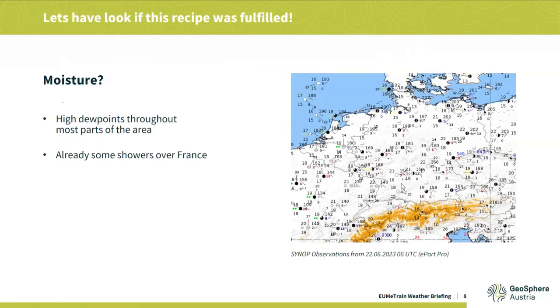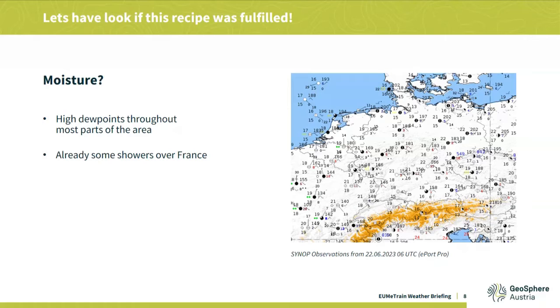You can see here the SYNOP surface observations from 6 UTC on the 22nd of June. And as you can see, we have really high dew points. 18, 18, 17 over France, and also in Germany 16, 17, so pretty high. And also the temperature was not that high. Of course, it's in the morning. We can also see some showers already in France and in the Benelux states.